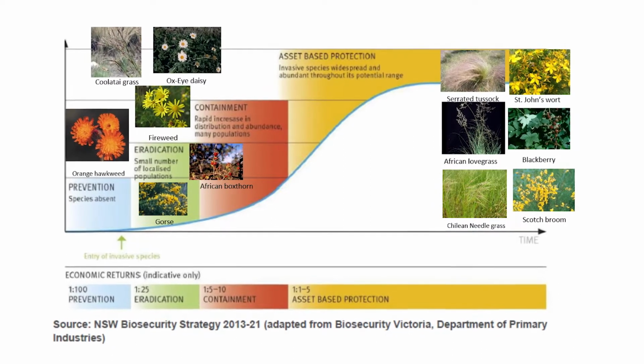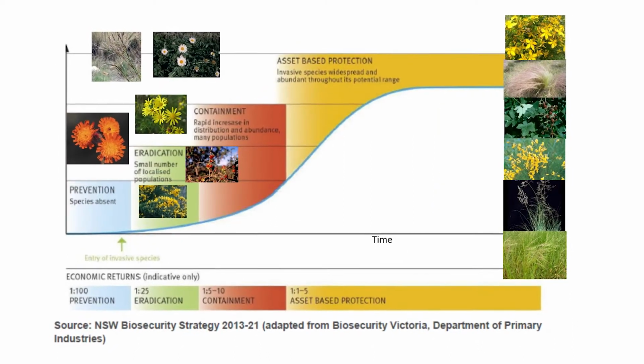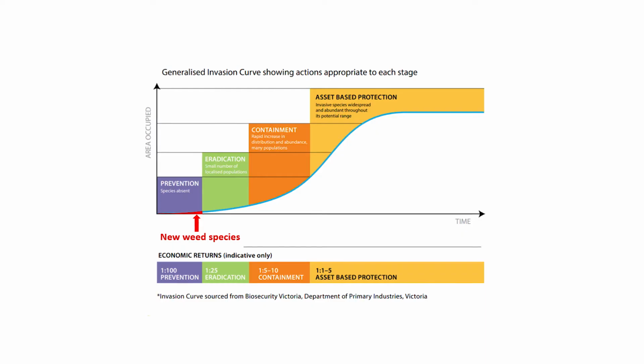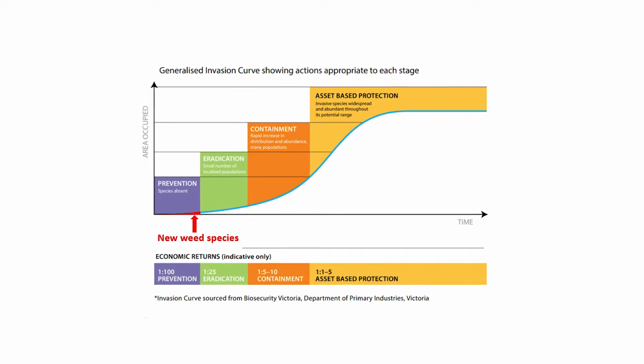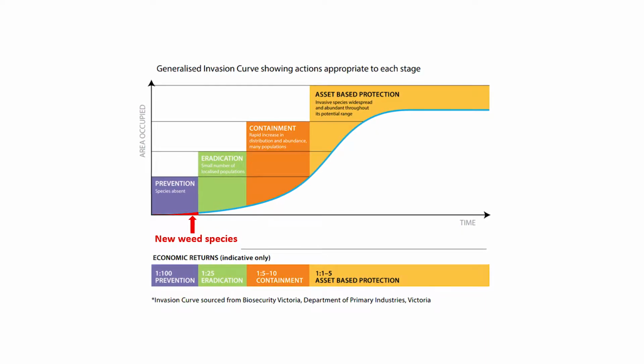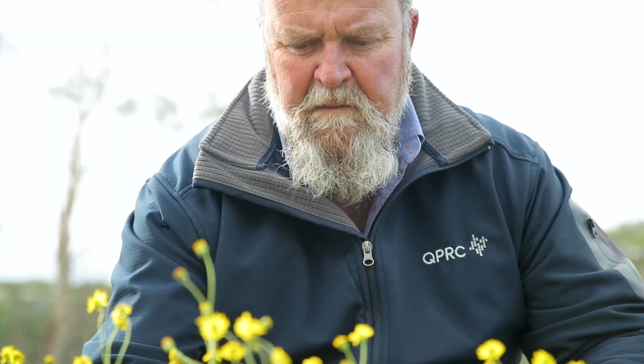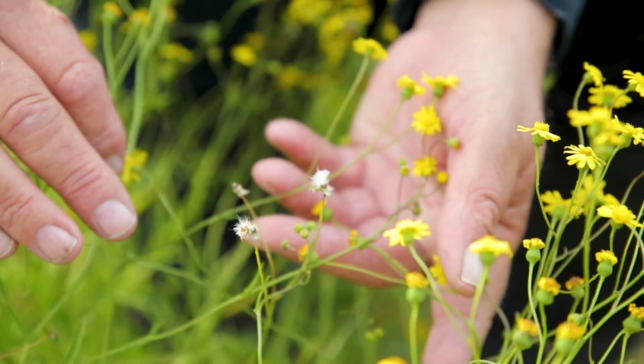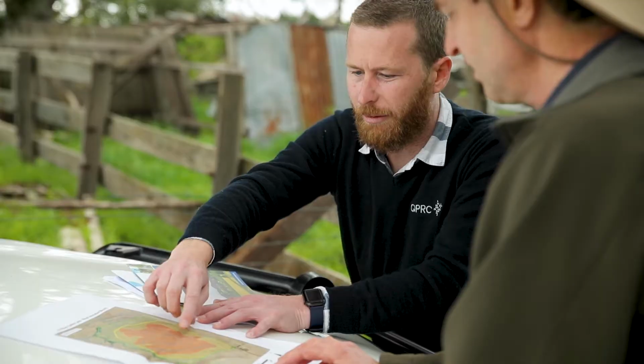The invasion curve is there to provide education on the infestation levels. At the left-hand bottom end of it, a weed species comes into the environment and we need to eradicate it. It's usually small numbers, it could be just 1 or 2 plants. If we're able to jump on those now, the cost of controlling is quite small.